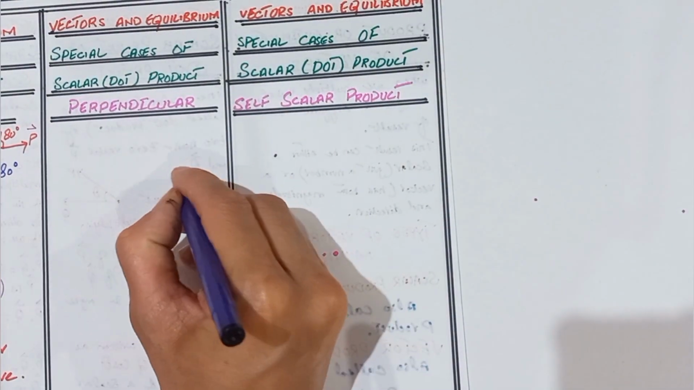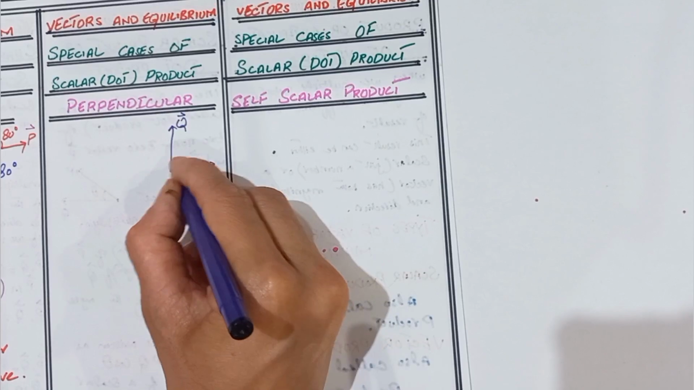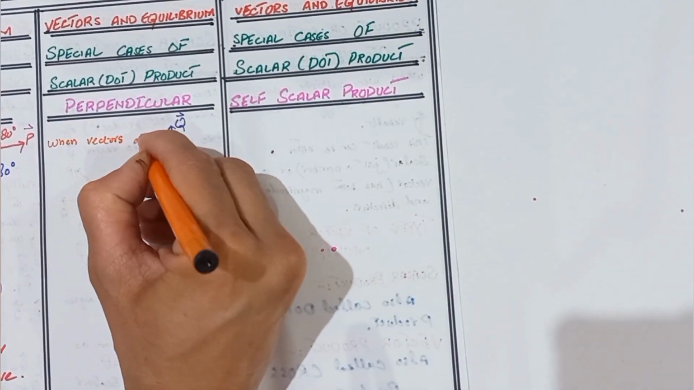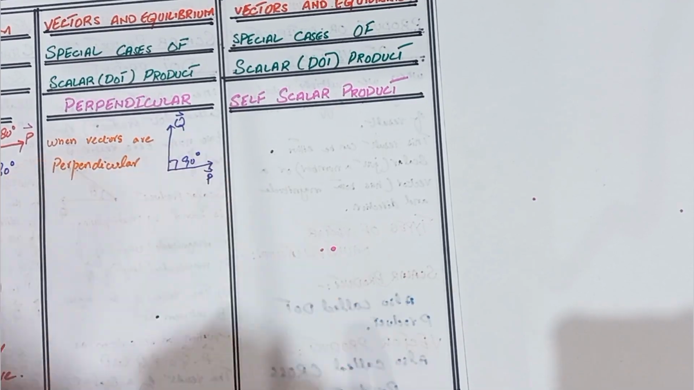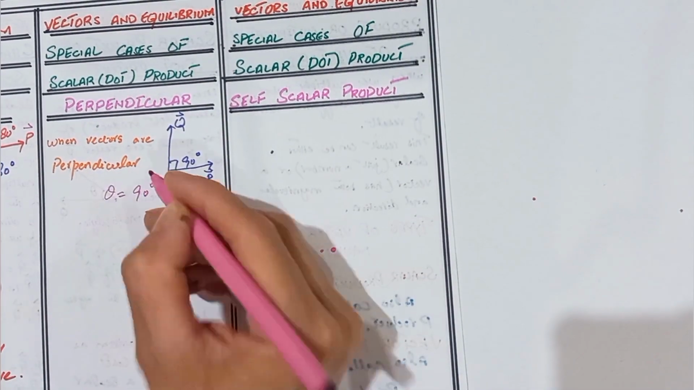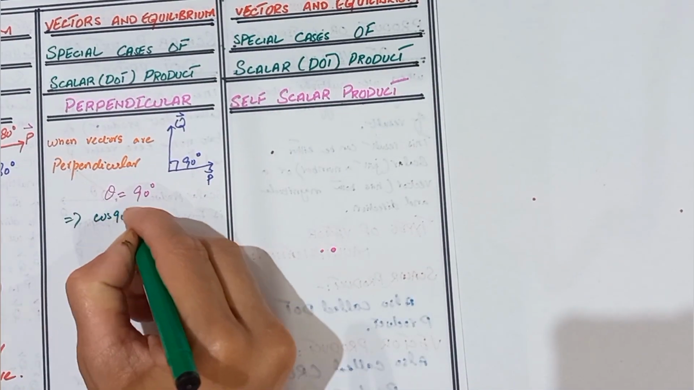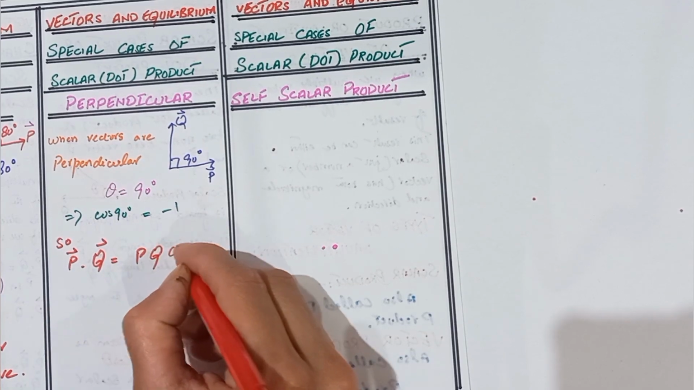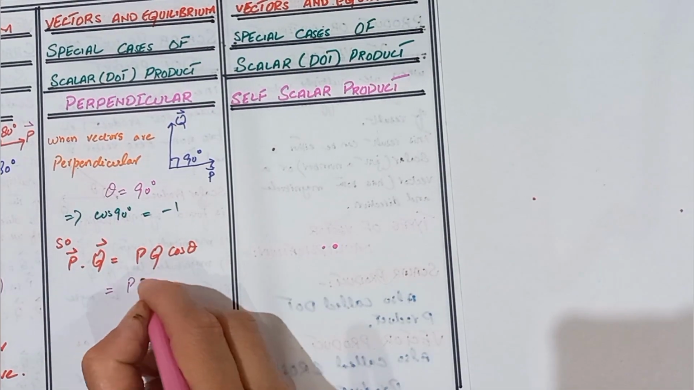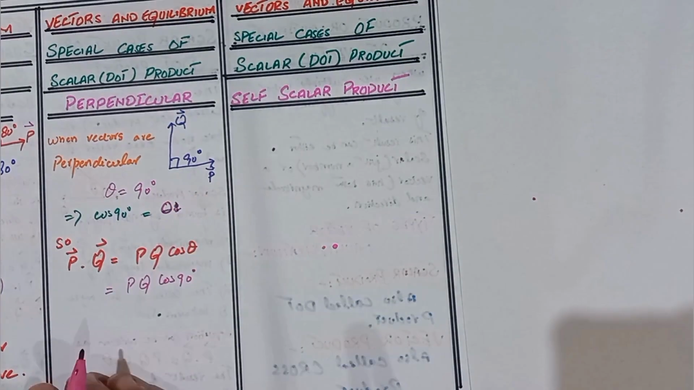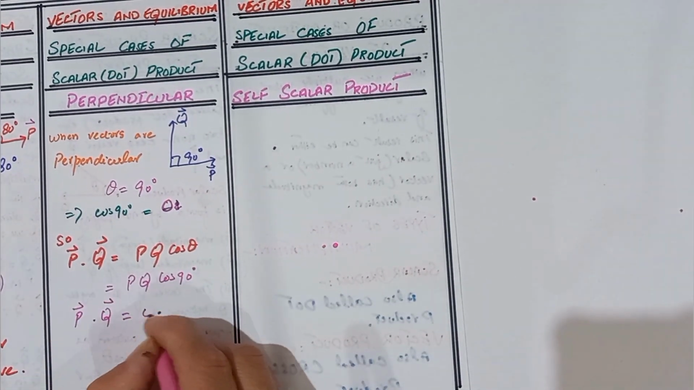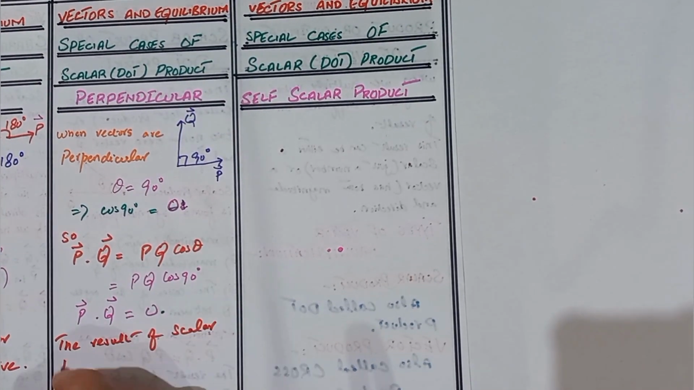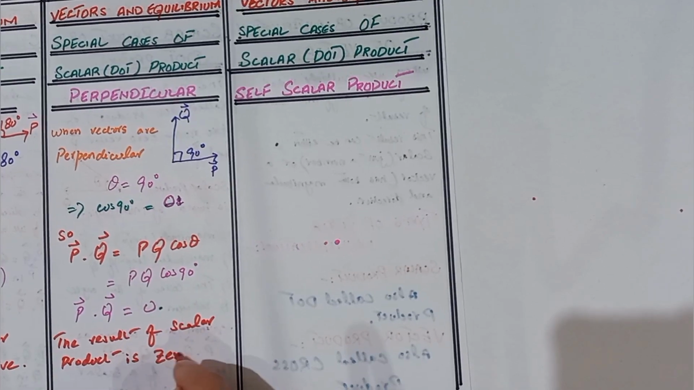Now we discuss when the vectors are perpendicular to each other. Here is the vector P and this is the vector Q, which makes an angle of 90 degrees with the P vector. So when vectors are perpendicular, then theta is equal to 90 degrees. The scalar product of two vectors is equal to the magnitude of P, the magnitude of Q, and cos of the angle between them. So here the angle is 90 degrees. Oh, sorry, cos 90 degrees is equal to 0. So P dot Q is equal to 0. The result of the scalar product is 0.